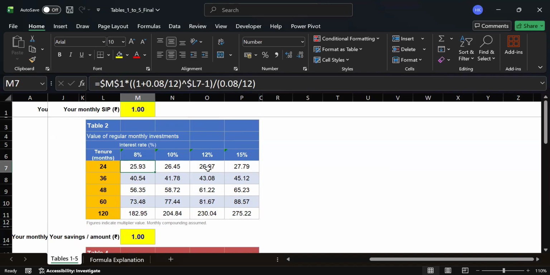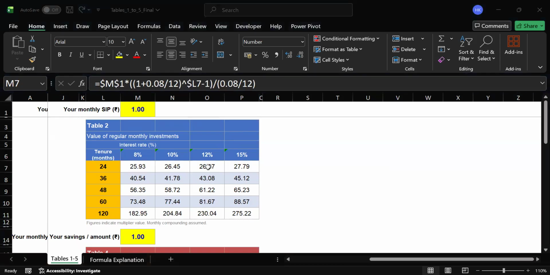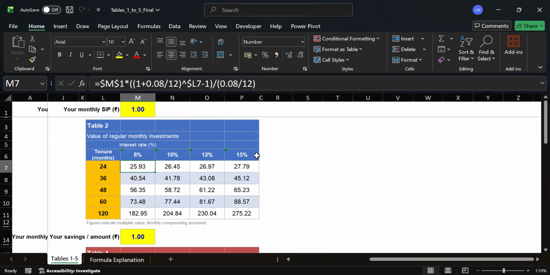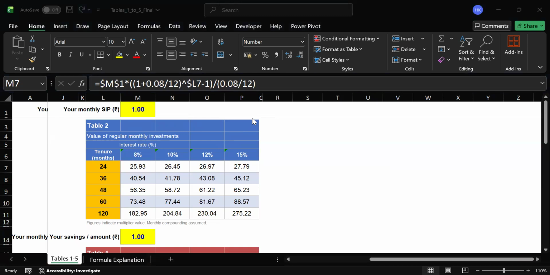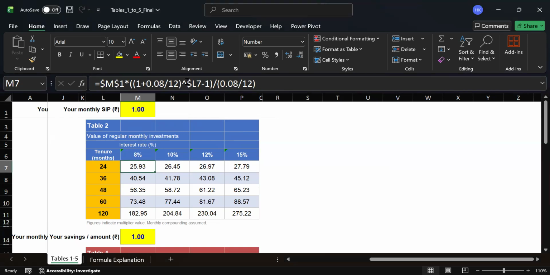It might be the reason. Then we subtract by 1. So we subtract by 1, then divide by the monthly rate, then multiply by the monthly SIP amount. Notice how these formulas are built layer by layer. Okay, simple thing, nothing hardcore.